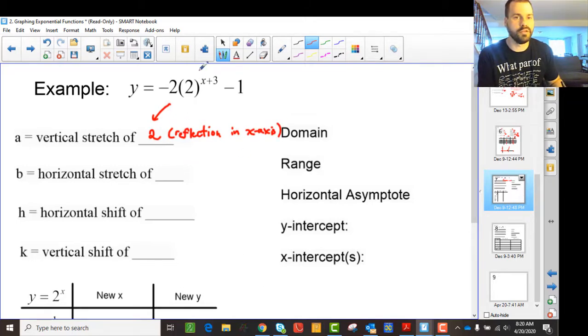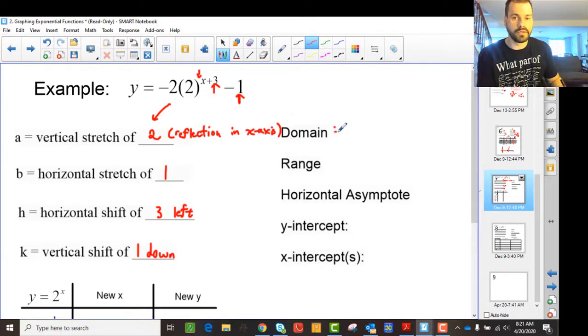There's a horizontal stretch, the b value, there's nothing there, so the b value is 1. You notice the h value is going to be 3, but it's negative, so there's a horizontal shift of 3 to the left. Okay, because it's positive here, so it's negative when it comes out. And then the vertical shift is right here, it's -1, so it's 1 down.